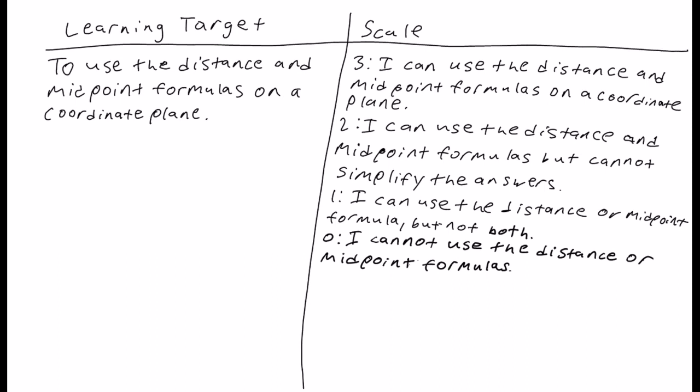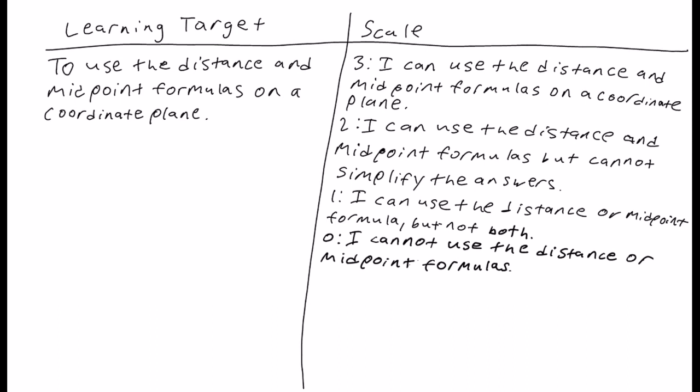Learning target for today is to use the distance and midpoint formulas on a coordinate plane. For a scale, you're a 3 if you can use the distance and midpoint formulas on a coordinate plane. A 2, you can use the distance and midpoint formulas, but you can't simplify the answers. So that's either simplifying the fractions, reducing the fractions, or simplifying the radicals, the square roots, which will probably be the biggest issue for most people.